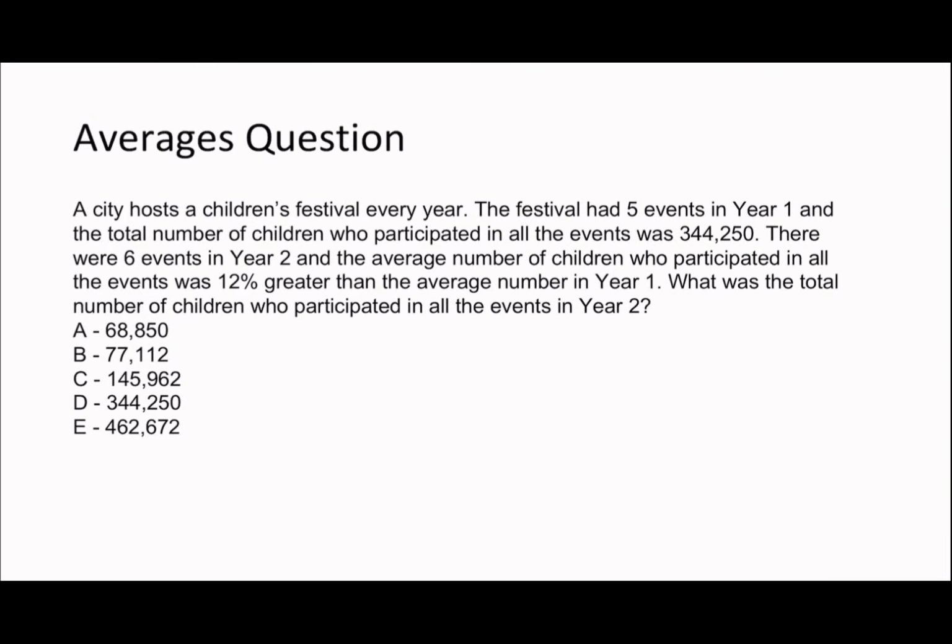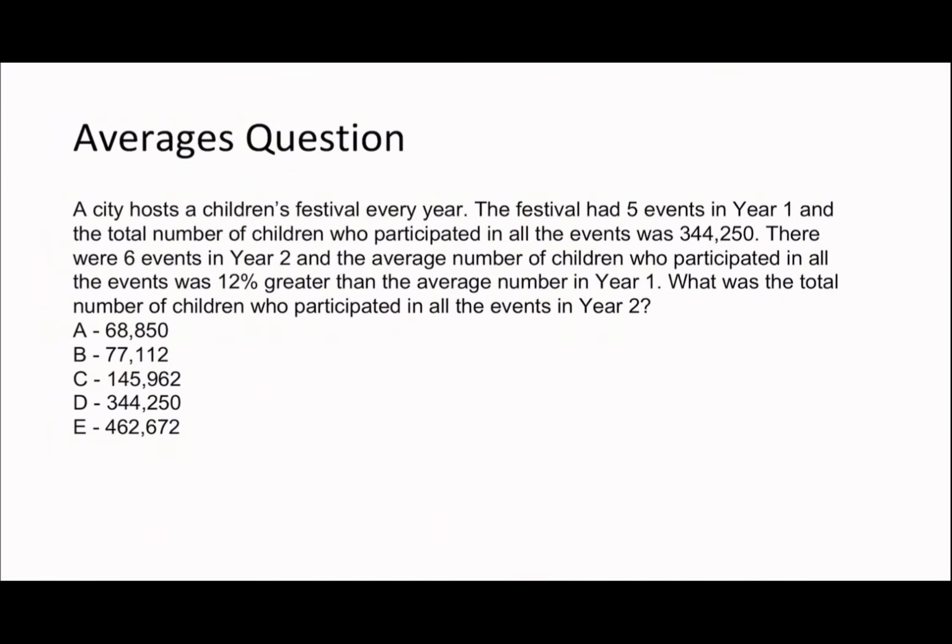Another averages question. So a city hosts a children's festival every year. The festival had 5 events in year 1, and the total number of children who participated in all the events was 344,250. There were 6 events in year 2, and the average number of children who participated in all the events was 12% greater than the average number in year 1. What was the total number of children who participated in all the events in year 2? Okay, great question. Seems fairly self-explanatory. So maybe once again, if you guys want to pause it, have a go, and then you can unpause it and I'll talk you through the answer.